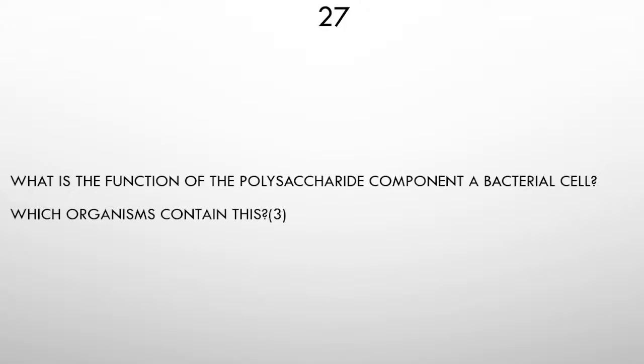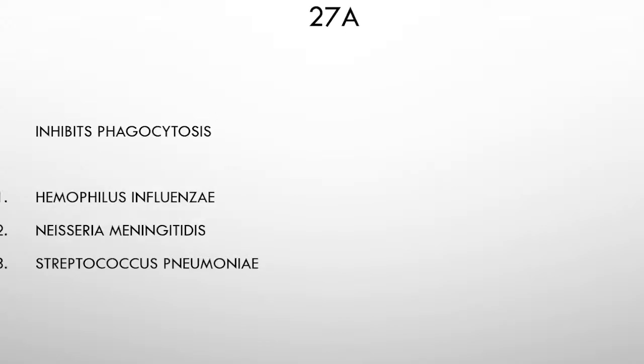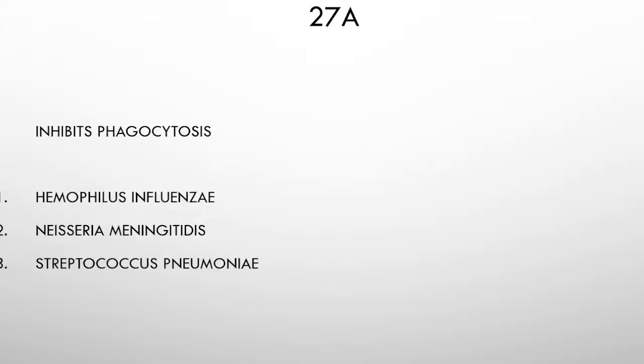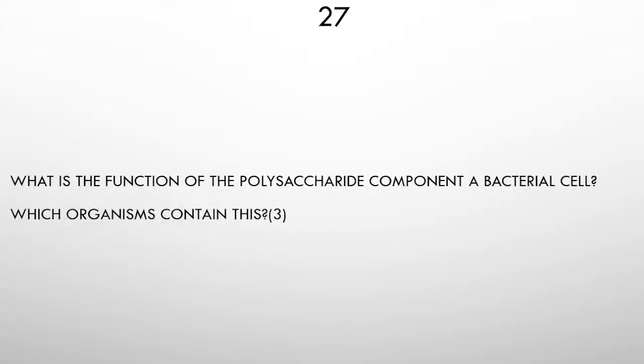Now, what is the function of the polysaccharide component? We're going to go back to bacterial physiology because we talked about the stains. What is the function of the polysaccharide component of a bacterial cell? Well, it inhibits phagocytosis. Actually, there's only a couple of organisms with the bacterial polysaccharide component, which is basically known as a capsule. These are the organisms that you might encounter: Haemophilus influenzae, Neisseria meningitidis, and Streptococcus pneumoniae. All right. So another name for the polysaccharide component of the bacterial cell wall is capsule.